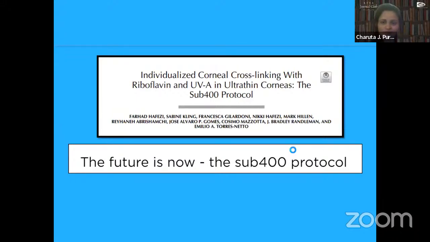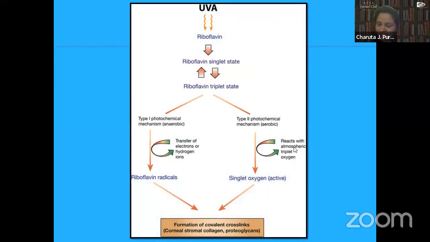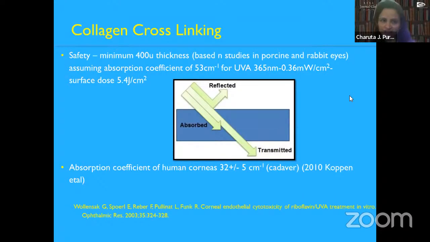Now, we know that topical application of riboflavin in the cornea leads to loss of equilibrium in the riboflavin molecules and generation of free radicals when it is exposed to UVA. Riboflavin becomes unstable, destabilizes itself, and then stabilizes itself by linking to collagen fibrils. This leads to the formation of a series of bridges. So this was a brief introduction of what happens during collagen cross-linking for the uninitiated.